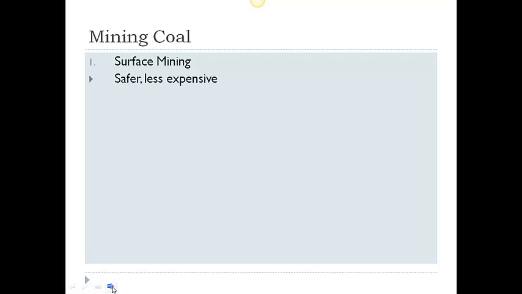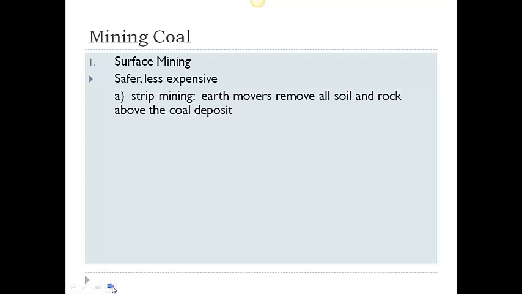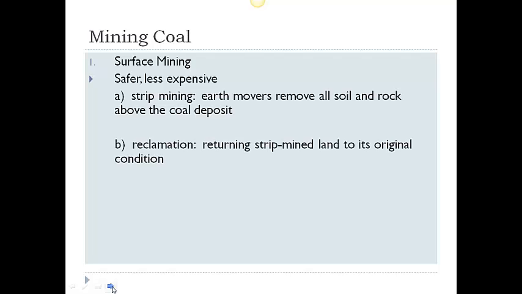The first type is surface mining, which is safer and less expensive than the second kind we'll talk about in a moment. What they can do is something called strip mining, where huge machines, these earth movers, take all the soil and rock above the coal deposit off. So they're starting at the surface, kind of digging down, and then they can get the coal out that way. And then finally, when they're all done, they try to return the strip mined land to its original condition. This is called reclamation. But as you probably well know, once a habitat is disturbed, it's kind of hard to put it back exactly how it was.